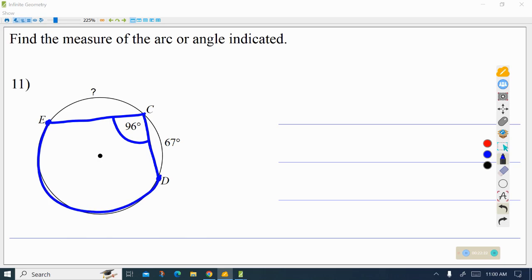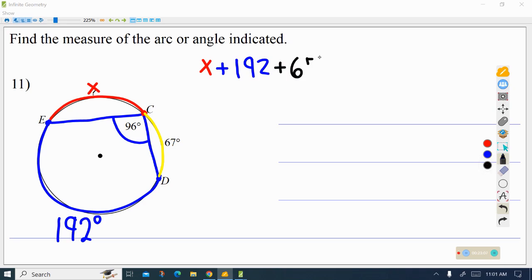Now we know from here to here has to be double of 96, right? 2 times 96 makes 192. And so we have that right there. Now we have to get this piece of the arc, but now we should realize all the colors we have, right? The red, the blue, the yellow, they make the whole circle. So together, they should all add up to 180, right? X plus 192, not 180, sorry. All right, they should all add up to 360, because that makes a whole circle.